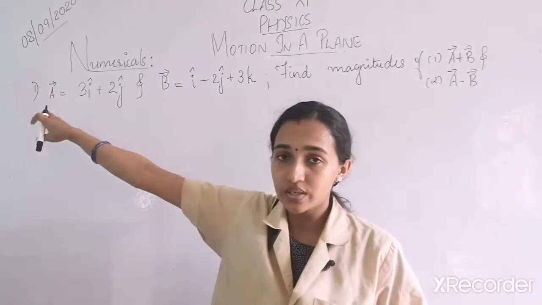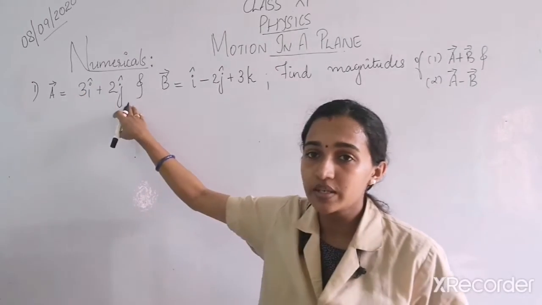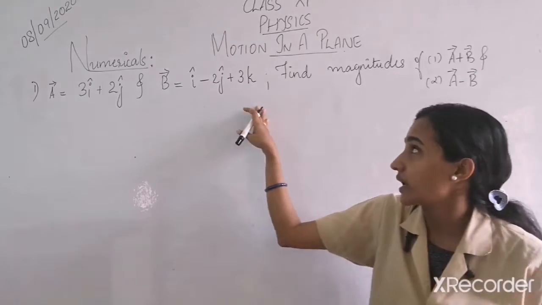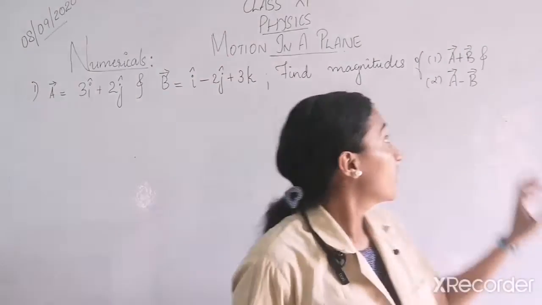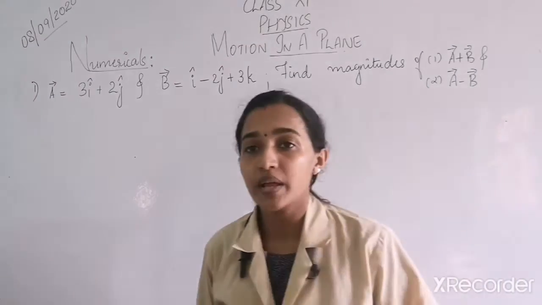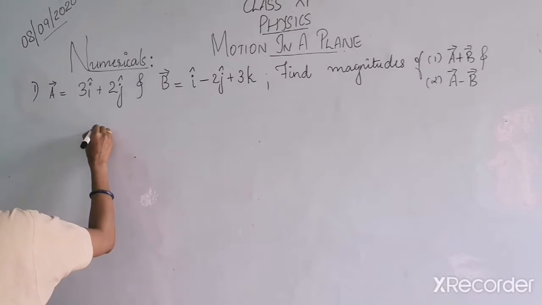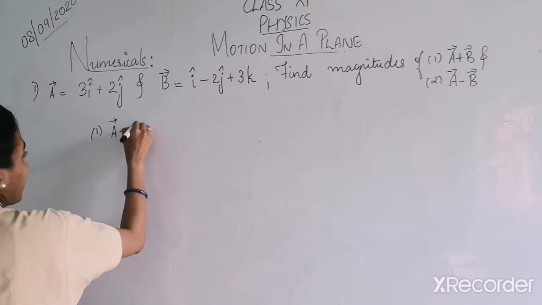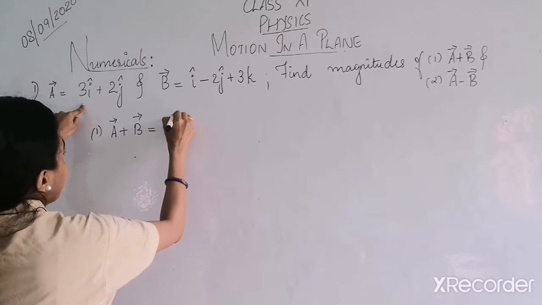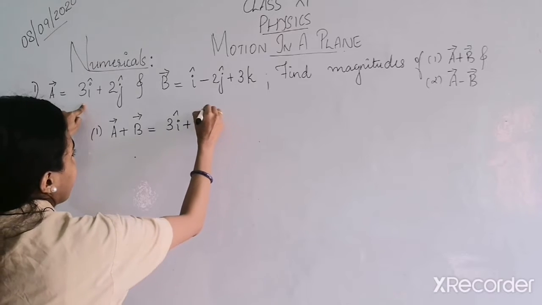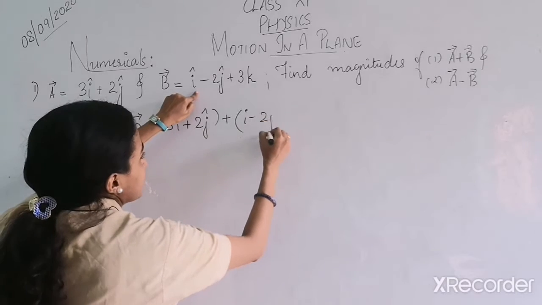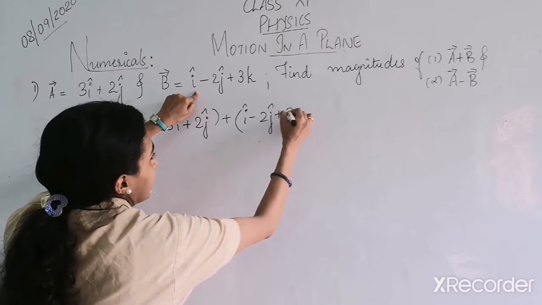Here you have one question: given a is equal to 3i plus 2j and b is equal to i minus 2j plus 3k, you have to find the magnitude of a plus b and a minus b. Now first let us do a plus b. a plus b will be equal to a, which is 3i plus 2j, plus b, which is i minus 2j plus 3k.